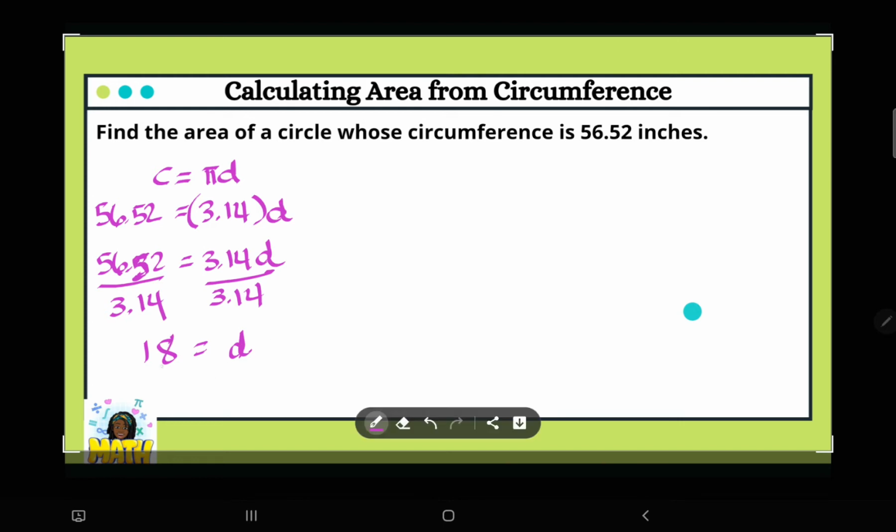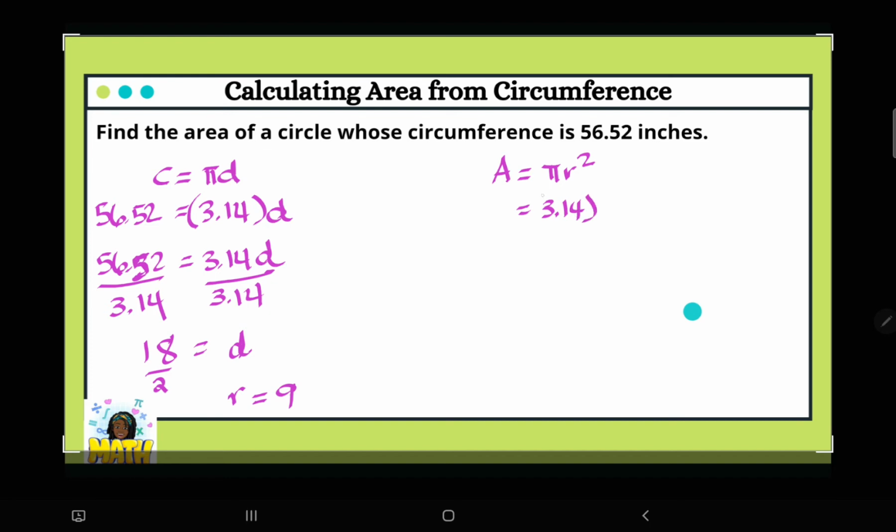Now to find the radius, I need to divide this number by 2. So the radius is equal to 9. Let's go ahead and substitute that into our formula for calculating the area. And if you notice, I'm rewriting my formula each time just because it helps to ensure that when I plug my values in, I'm plugging them in correctly.